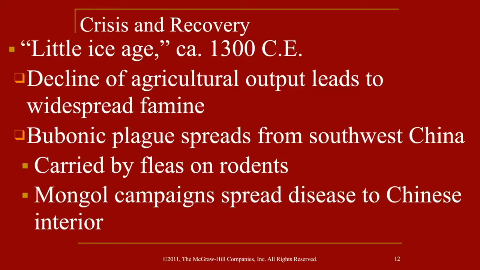And another thing that ends up happening is the bubonic plague spreads from southwest China, originally carried by fleas on rodents, and gets eventually to Europe. Now, we've talked about before that along trade networks and trade routes, it's not just goods that are moving, there are ideas that are moving, but now we're going to start talking about diseases that are moving.